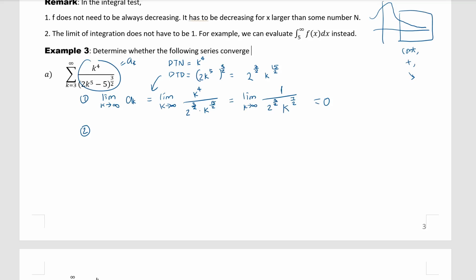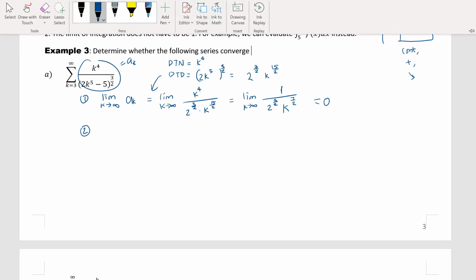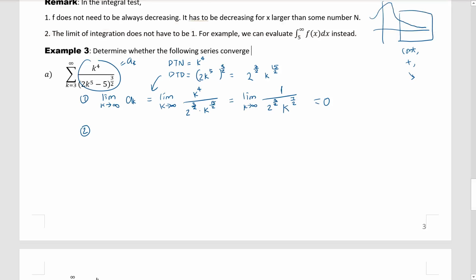If you look at the series, do you notice that in the numerator we have k to the fourth? K to the fourth is sort of like the derivative of k to the fifth. So we can integrate this function by u substitution. So here are the complete steps. We know we're going to use the integral test. To use the integral test, first you need to define the function. This means whenever you see k, replace k by x.